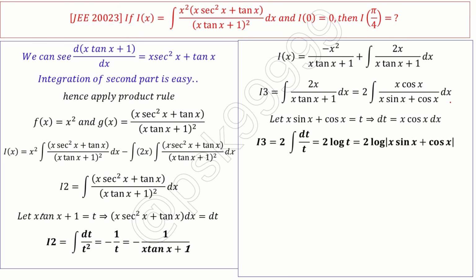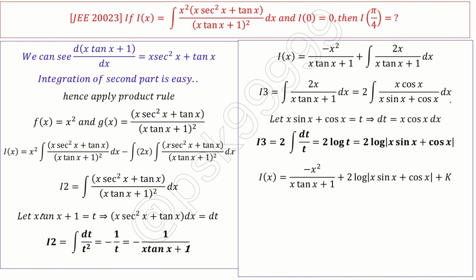So this is simple now. I3 I will call it. I3 is 2 times the integration of dt by t, which is nothing but 2 log t, or 2 log (x sin x + cos x), or you can take it as log (x sin x + cos x)². If I replace all this, my integration I(x) is minus x² by (x tan x + 1) plus 2 times log of (x sin x + cos x) plus a constant.